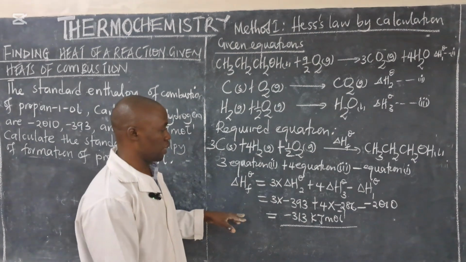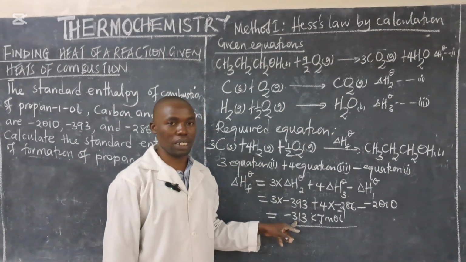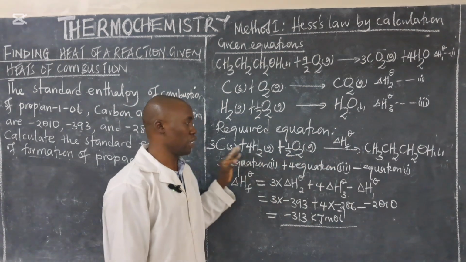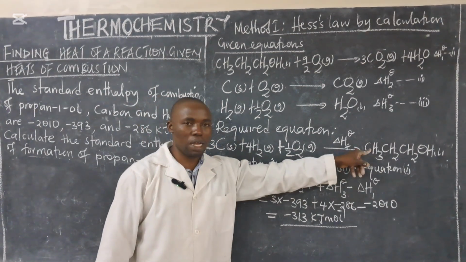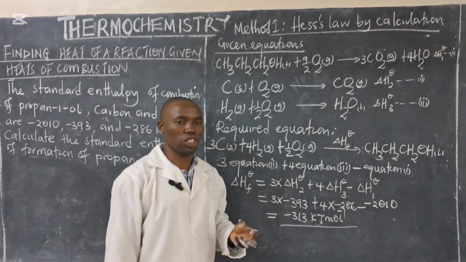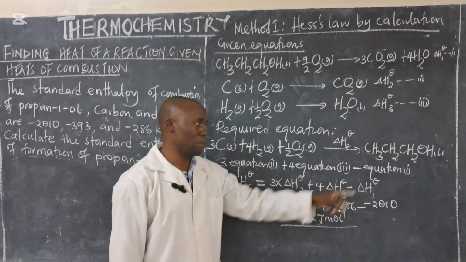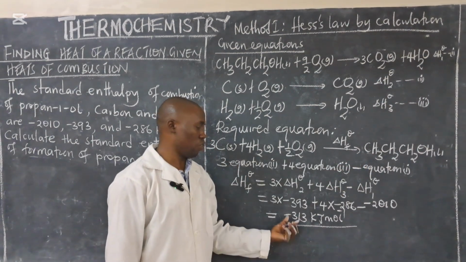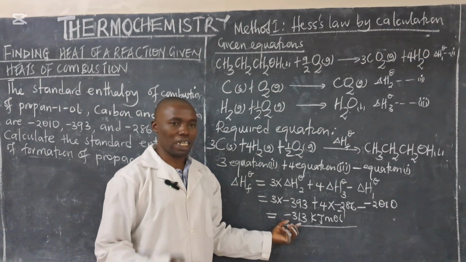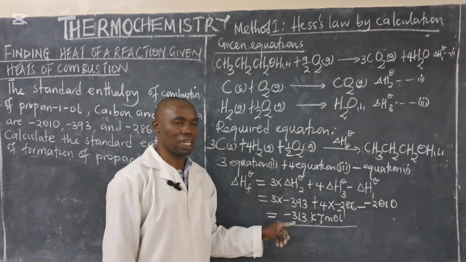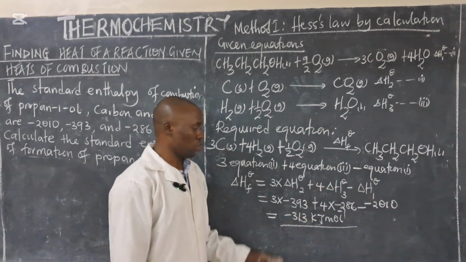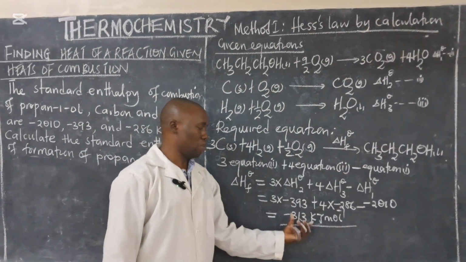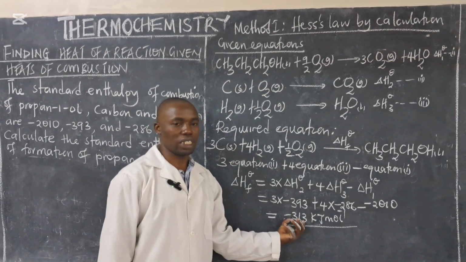Now this value has a meaning on the equation that we are given here. We are given the equation for formation of propan-1-ol. Enthalpies of formation are used to predict the stability of the formed compound. If the compound is formed endothermically, then it's unstable, but if it's formed exothermically, like in this case, then it is stable. So the comment could be: propan-1-ol is stable because the heat of formation is negative.